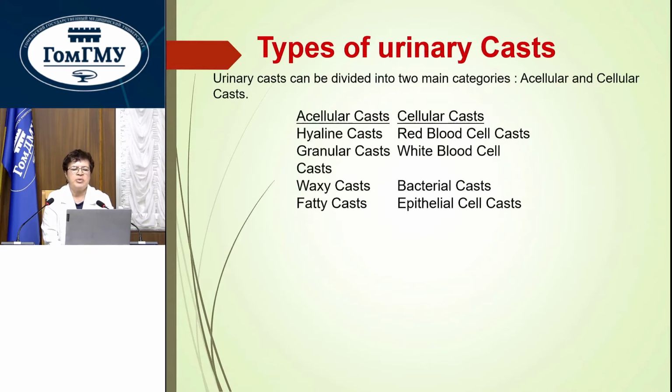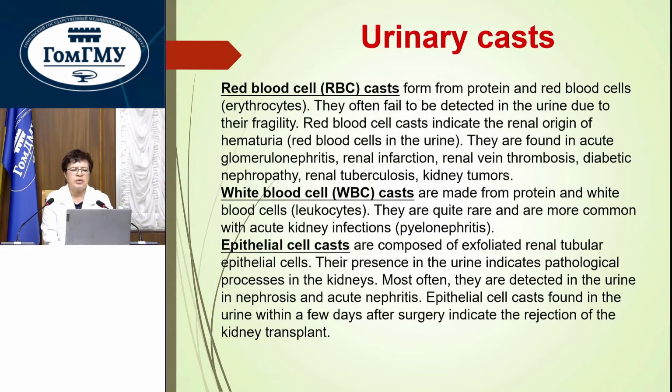Urinary casts can be divided into two main categories: acellular and cellular casts. Acellular casts are hyaline casts, granular casts, waxy and fatty casts. And cellular casts are red blood cell casts, white blood cell, bacterial and epithelial cell casts. Red blood cell casts form from protein and red blood cells, erythrocytes. They often fail to be detected in the urine due to their fragility.